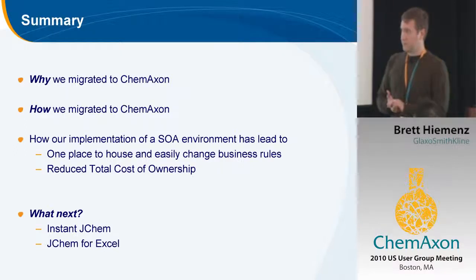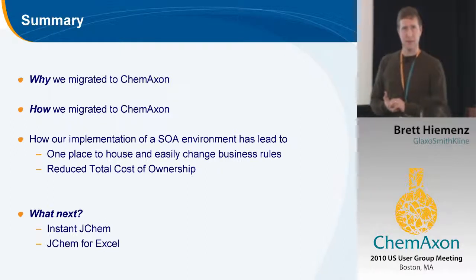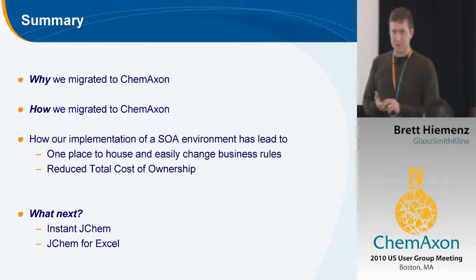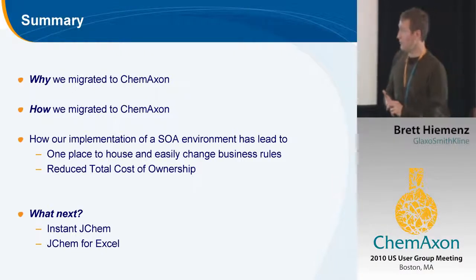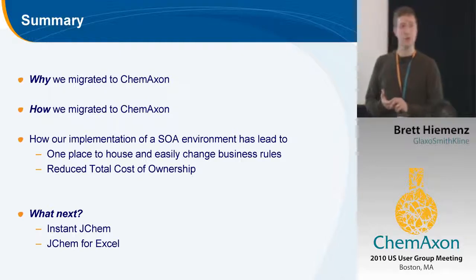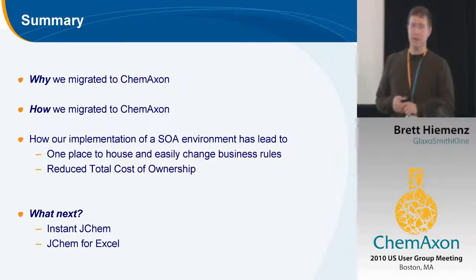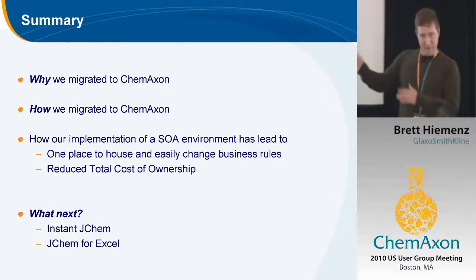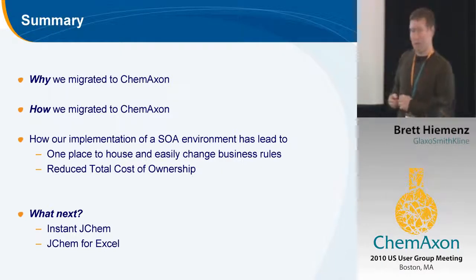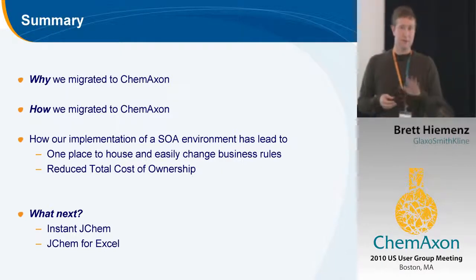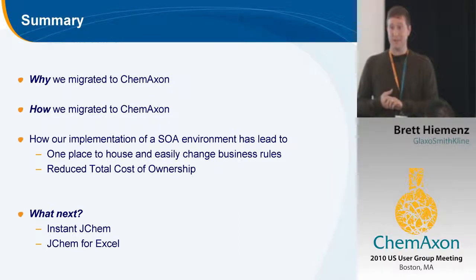But we've done this particular project for about a year and a half, 2 years. And I think we're starting to really reap the benefits. And we feel that going forward, this will be much more supportable, much more testable, and much more robust. Now we have this service-oriented architecture in place. We're looking more closely at desktop applications like Instant JChem and JChem for Excel. And I think we have a follow-up presentation on that later. Thank you for your time.